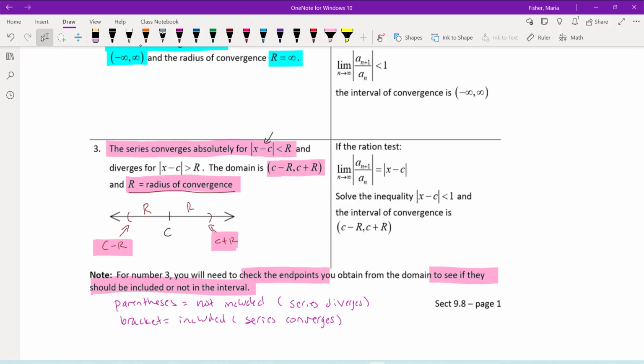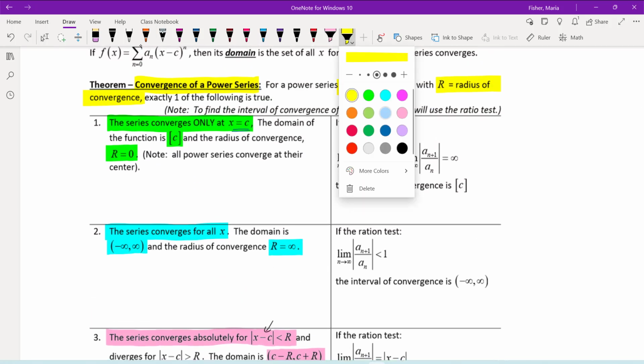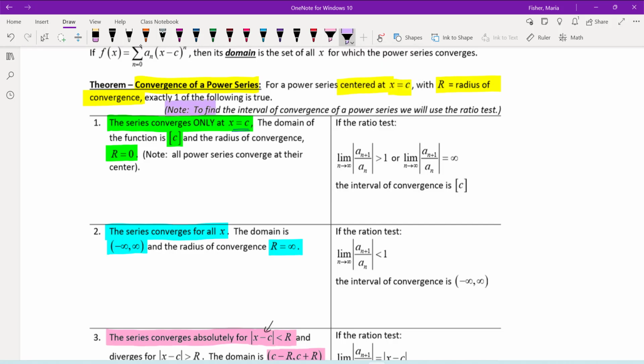But how do we determine where we converge? How do we determine if we are option 1, 2, or 3? Well, we will use the ratio test to determine the interval of convergence. So recall, the ratio test was the limit as n goes to infinity of the absolute value of a sub n plus 1 over a sub n. And we had three things happening with the ratio test.